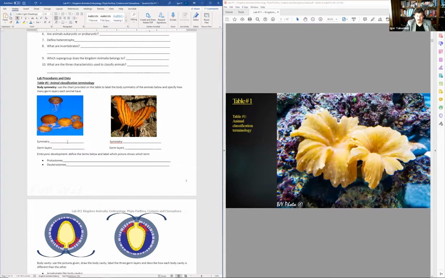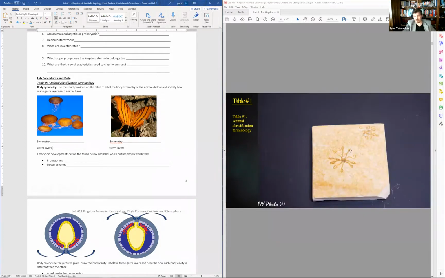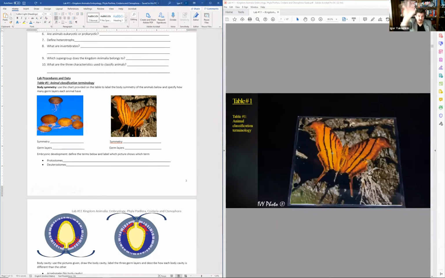Radial symmetry. So symmetry radial, germ layers 2, ectoderm and endoderm. That one, I probably need to move it away because that one is a relative of the deuterostome. That's actually 3-layered. But generally, if you see a jellyfish or coral or anything like that, there will be radial symmetry and 2 embryonic layers, ectoderm and endoderm.